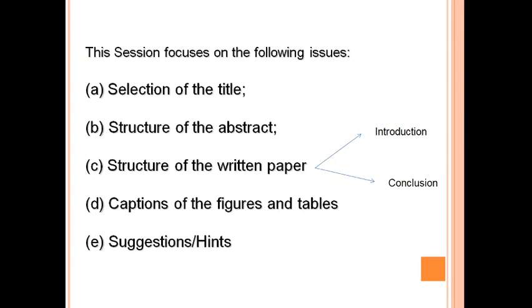Then the structure of the abstract, what should be the contents of the abstract, that we will be discussing. Then we will discuss the structure of the written paper. So after the abstract we have the introduction, then literature review, then the proposed methodology, method of experimentation, result analysis, there may be some simulation analysis, and then conclusion and references. So everything will be discussed under the structure of the written paper. And then we will also discuss what should be the caption of the table or the figure, or in other words how to write the caption for the table or figure.